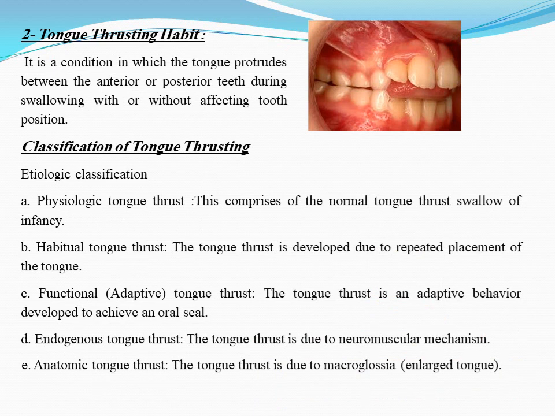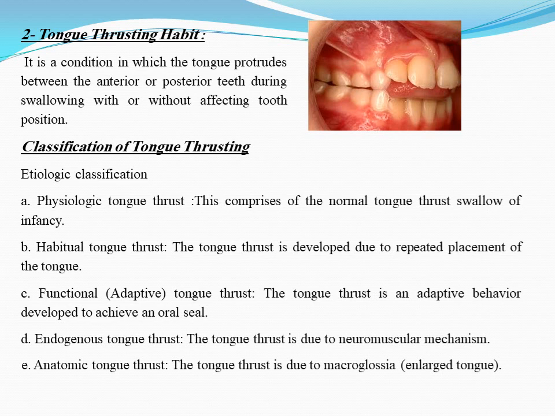The second type of habit is tongue thrusting habit. It is a condition in which the tongue protrudes between the anterior or posterior teeth during swallowing, with or without affecting tooth position. The classification of tongue thrusting depends on etiological classification. Number 1, physiological tongue thrusting. This comprises the normal tongue thrust swallow of infancy.